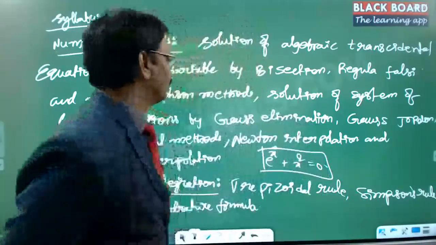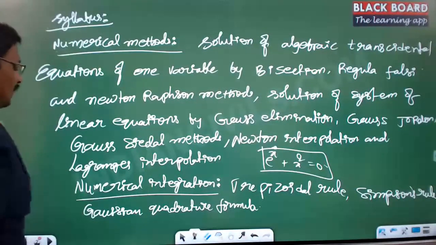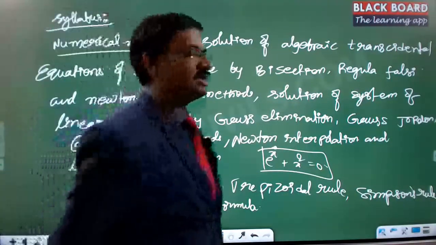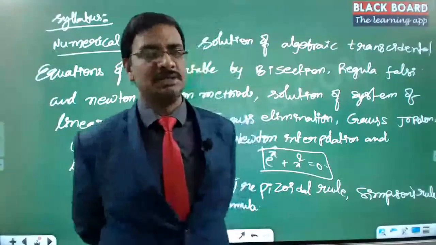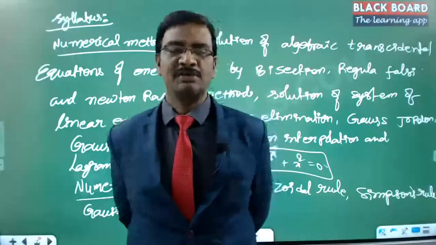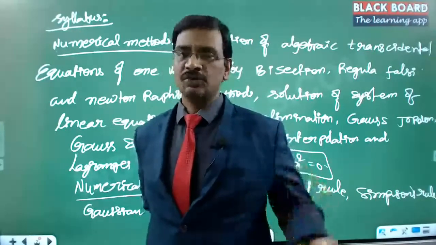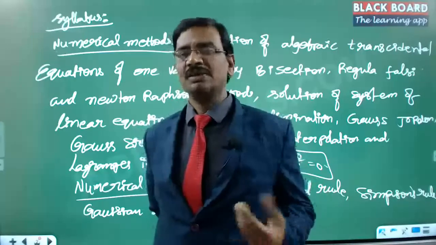Got it? And then the next one is Newton interpolation and Lagrange's interpolation. Interpolation is basically the concept of predicting the future. If there is a set of data points available, based on the set of data points you want to identify, at a future value, the corresponding value for the other variable.